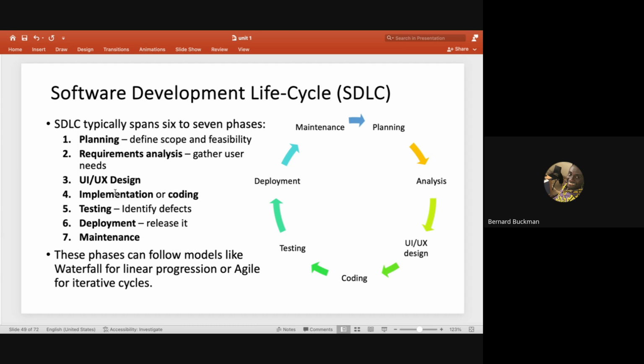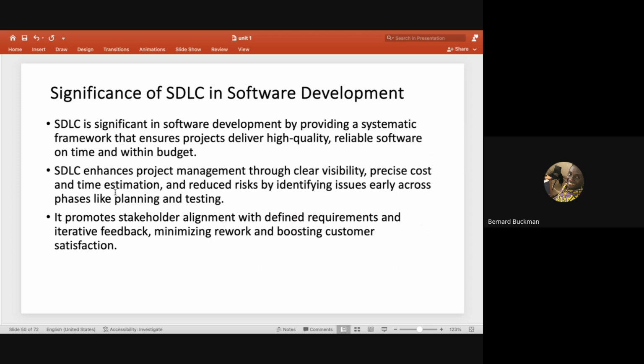But we can do it in different ways. We call that development styles. So we have the waterfall development model. We have the agile or the iterative development model. You often find those in different places.